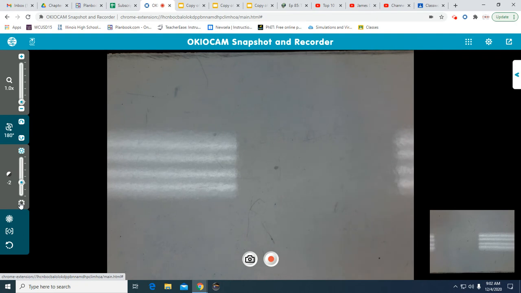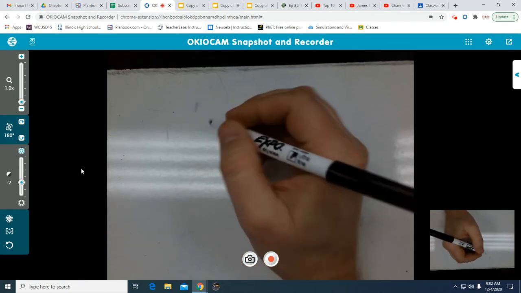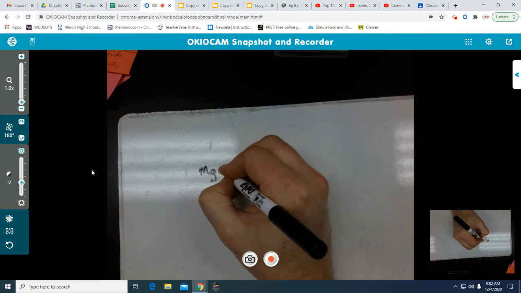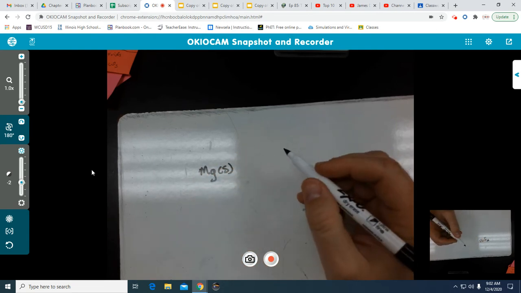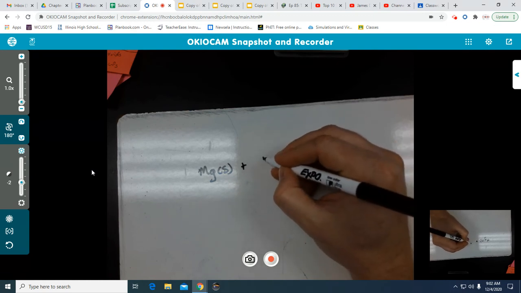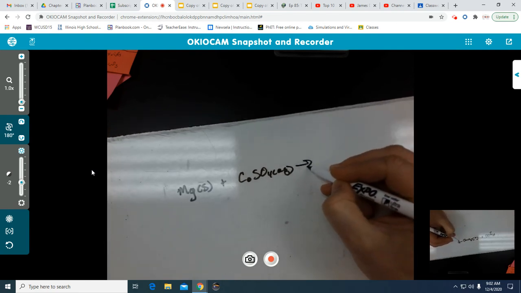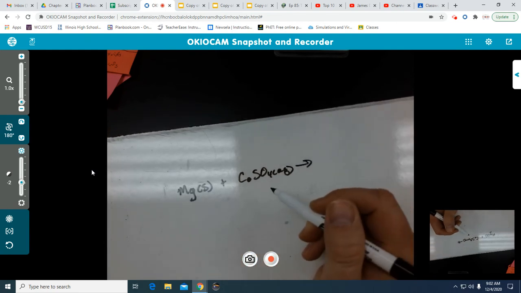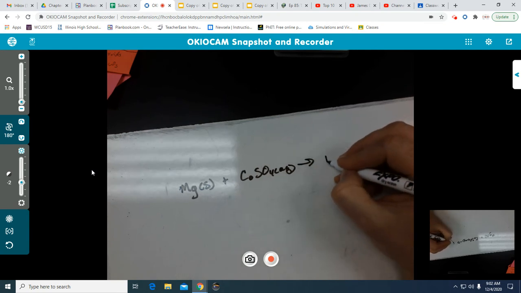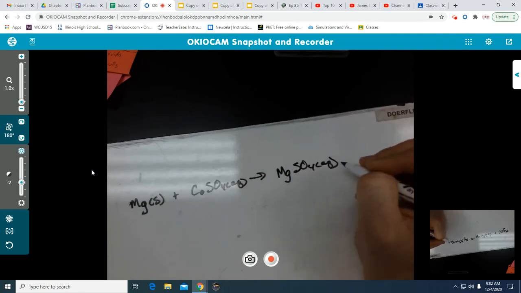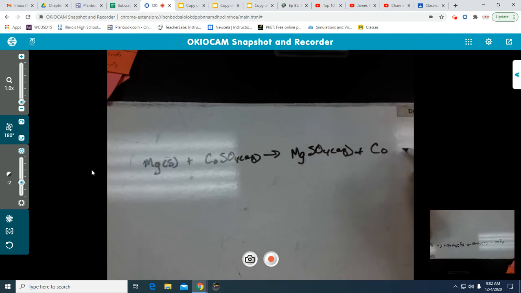Okay, so again, we are having the reaction of magnesium and cobalt(II) sulfate. So let's get a little higher vantage point here. We have magnesium in its solid natural state plus cobalt(II) sulfate, which is aqueous. It's going to yield, again, we're going to do-si-do. Cobalt and magnesium are going to switch places. We're going to have magnesium sulfate and cobalt, which is a metal. It's going to be solid.